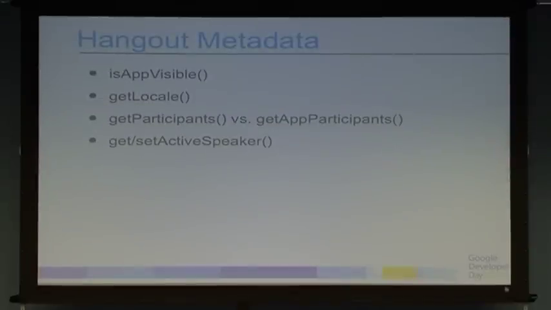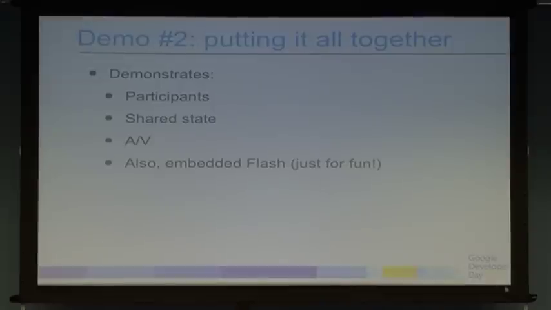And last is the Hangout metadata. So for a particular user or participant, is their app visible, right? Because you can collapse it. What's their locale? Who's the active speaker for the entire Hangout? So those are all the APIs, or sorry, all the namespaces.